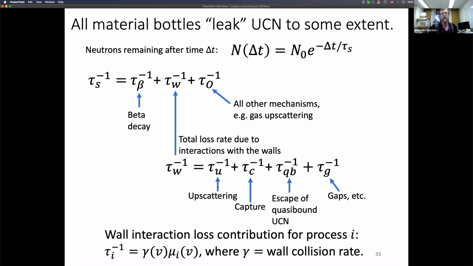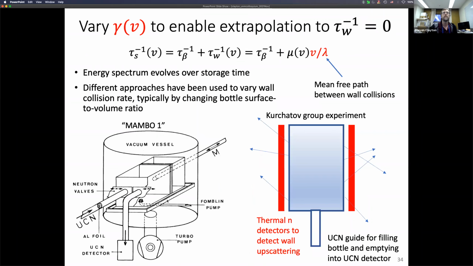That's some combination of upscattering from, for example, hydrogen on the walls, capture on wall materials, other interesting ways like these so-called quasi-bound UCNs, so they have a little bit too much energy to be contained by your material, and then any gaps that you have. And so in the end, you have this wall interaction loss contribution for some process that's proportional to, here it's called gamma, that's the rate, that's the wall collision rate, basically.